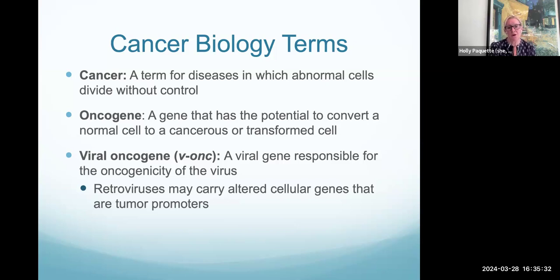We know too that there are what are called viral oncogenes. These are genes in the virus that are responsible for the virus causing cancer. And retroviruses can carry altered cellular genes that are tumor promoters. So basically, these retroviruses can bring these genes into human cells that will actually promote the growth of tumors.